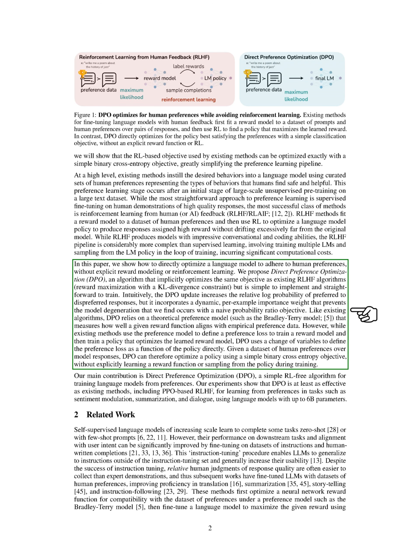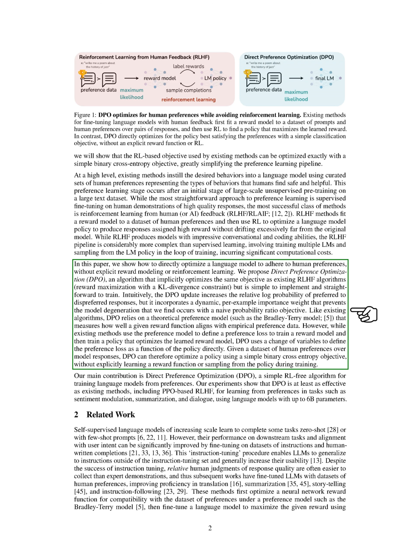In this paper, we propose a new method called direct preference optimization, DPO, which directly optimizes a language model to adhere to human preferences, without explicit reward modeling or reinforcement learning. DPO increases the relative log probability of preferred to dispreferred responses, but it includes a dynamic, per-example importance weight that prevents the model from degenerating.